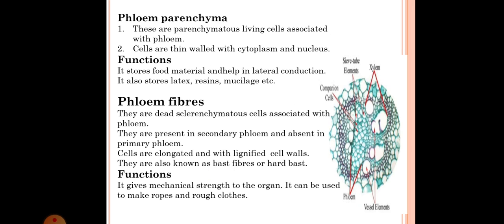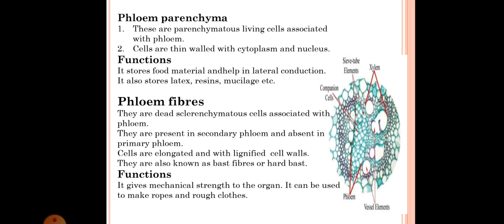Next, the phloem parenchyma. These are parenchymatous living cells associated with phloem. Cells are thin-walled with cytoplasm and nucleus. Next, function of phloem parenchyma: it stores food material and helps in lateral conduction. It also stores latex, resins, mucilage, etc.